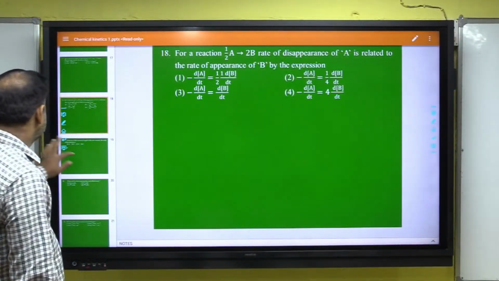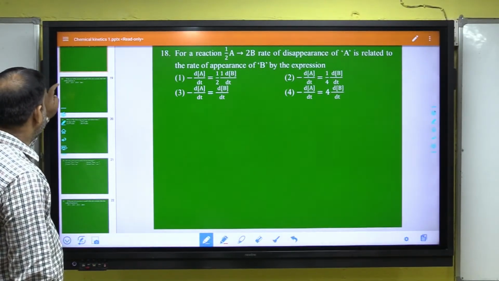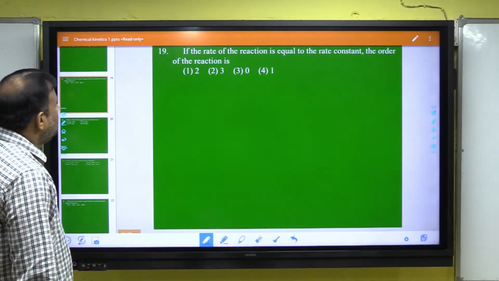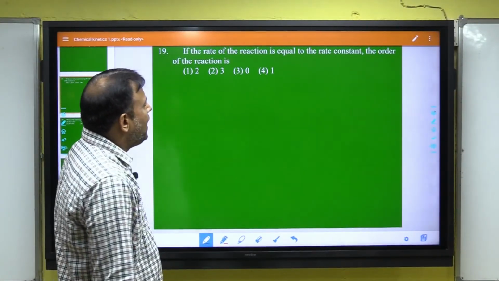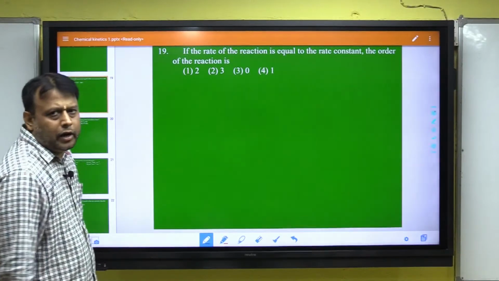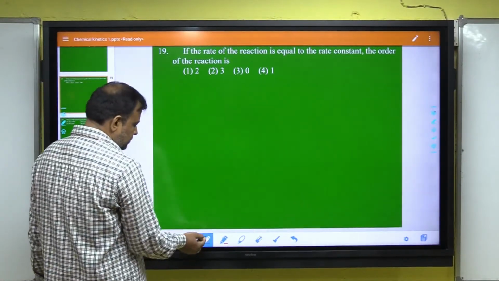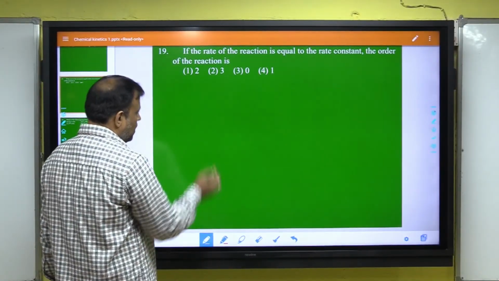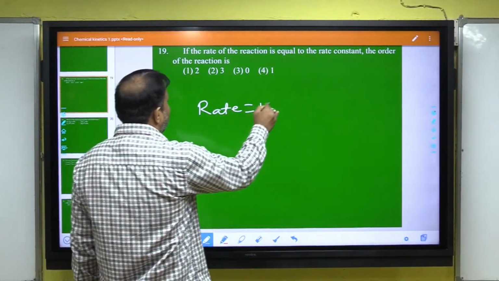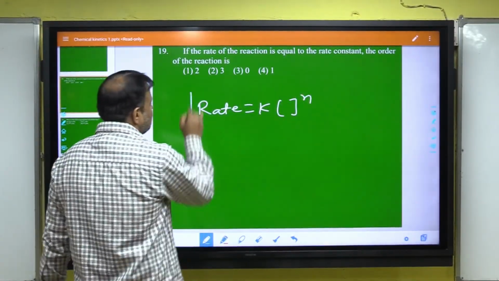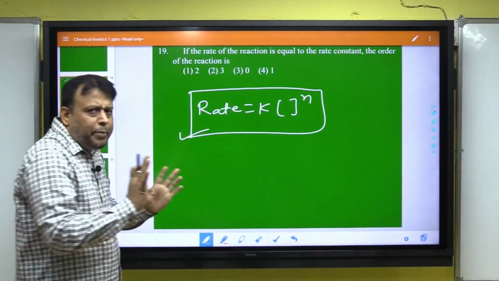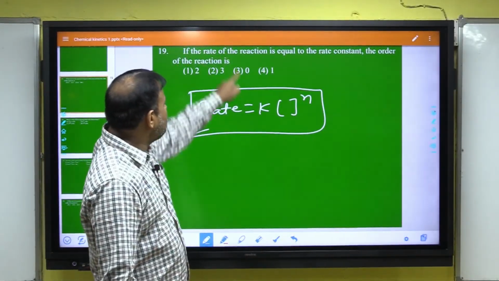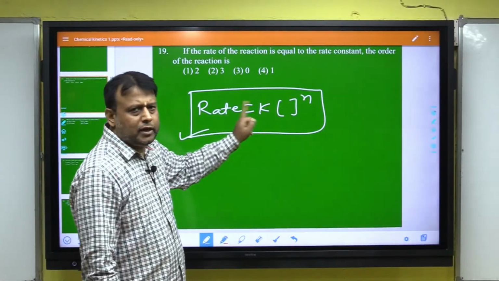19. Question number 19. If the rate of reaction is equal to rate constant, the order. Listen, we know that experimental rate equation, rate is equal to K and conc to the power n. It is original formula for any reaction, where n is order, maybe 0, first, second, third. Question is, if the rate is equal to rate constant K.